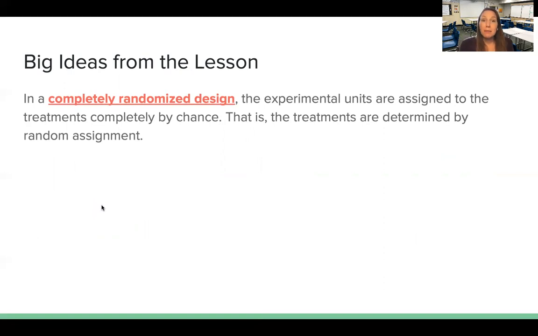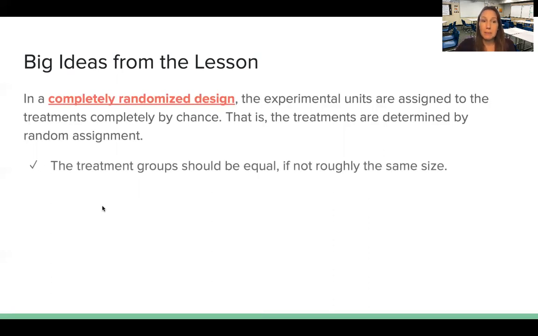In a completely randomized design, the experimental units are assigned treatments completely by chance. So we want to make sure when we are assigning treatment groups, we are performing a random assignment to split our sample into two groups and then to assign a treatment using either a random number generator or using slips of paper that have been randomized.